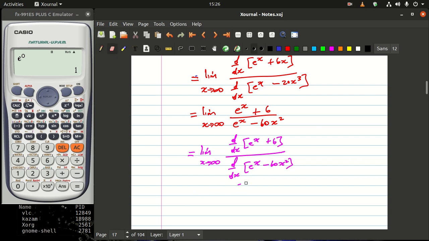Of course, if you look into this derivative here, you will find we are having the limit as x approaches infinity. The derivative of e to the power x is e to the power x. The derivative of 6 is just a constant, so the derivative is supposed to be 0. And then the derivative of this is going to be the same thing, minus what is the derivative of this?